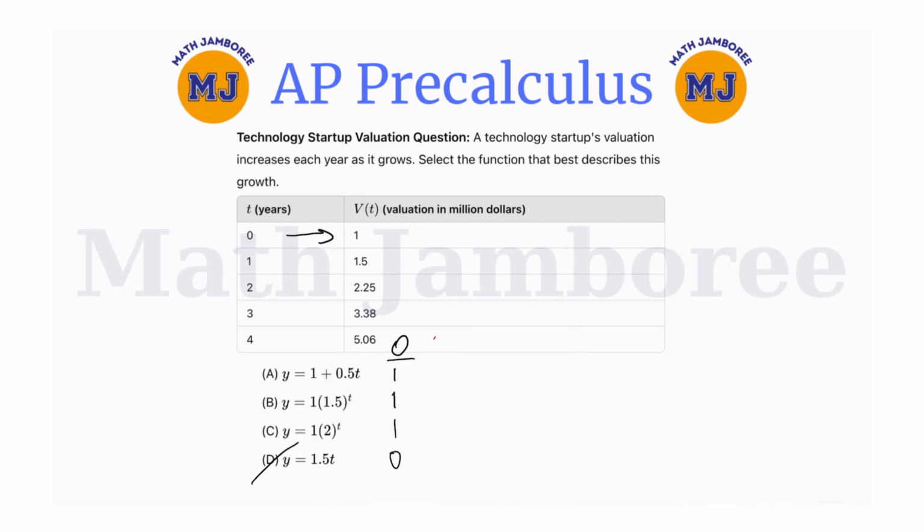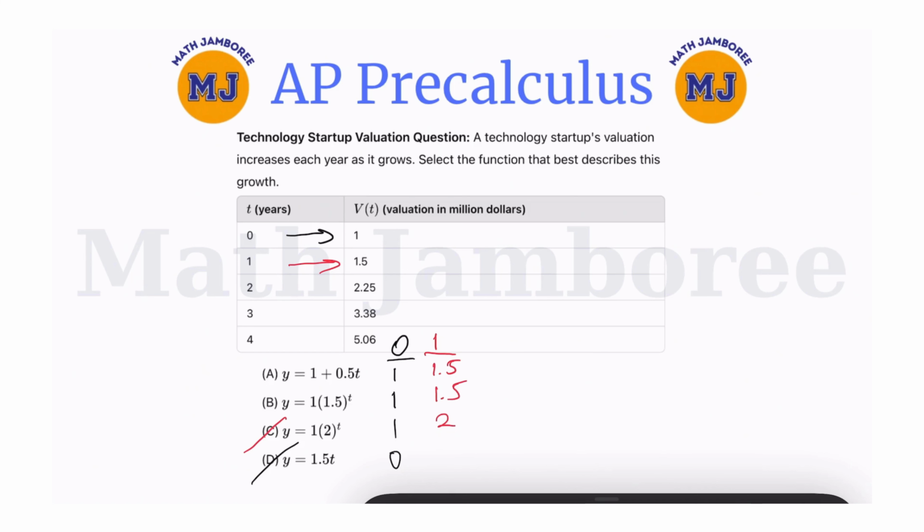And now we're going to substitute the value of 1. When you substitute 1, we're looking for the value of 1.5. So 0.5 times 1 is 0.5, plus 1 is 1.5. And 1.5 to the power of 1 times 1 is 1.5. To the power of 1 is 2. Times 1 is 2. Therefore, we can go ahead and eliminate choice C.